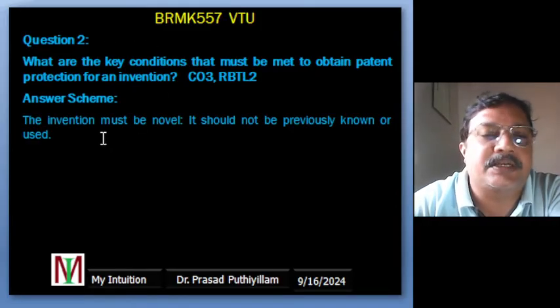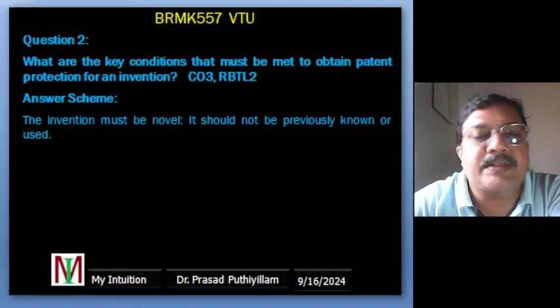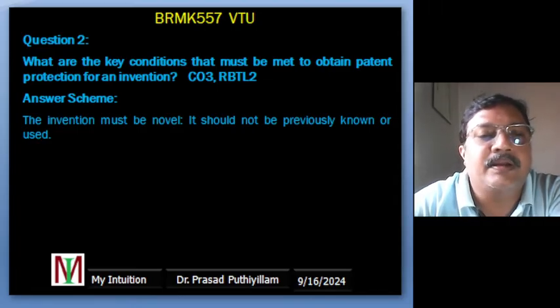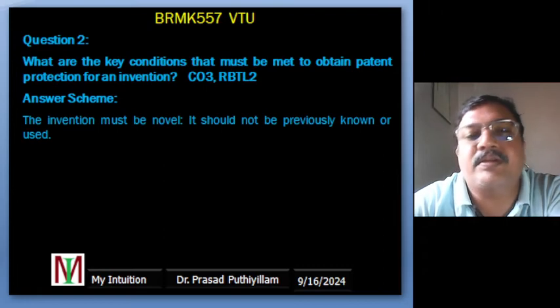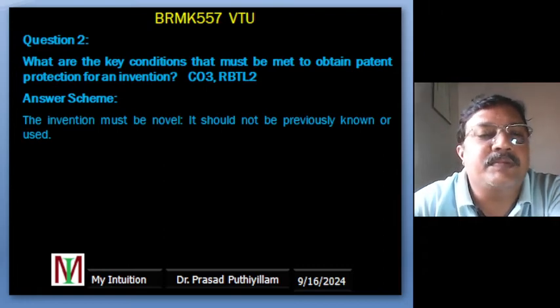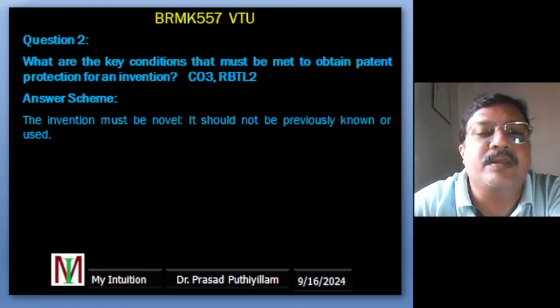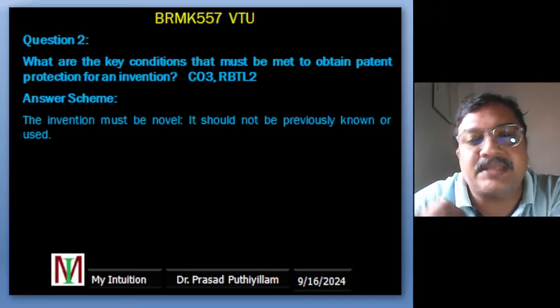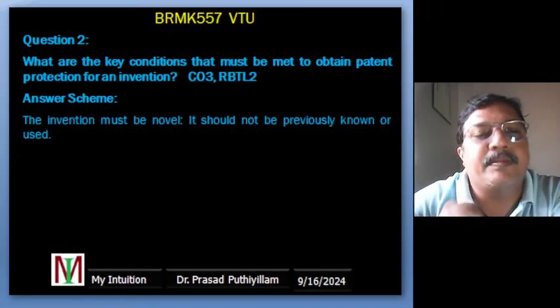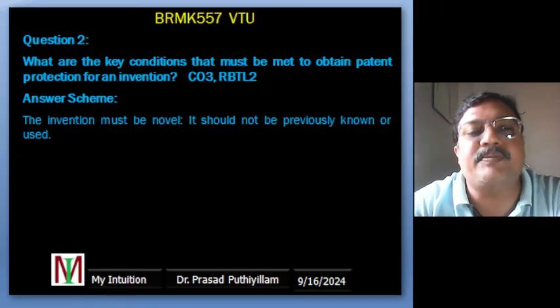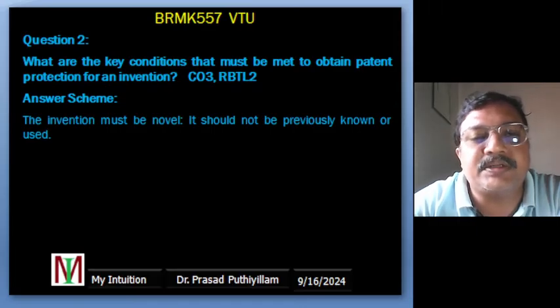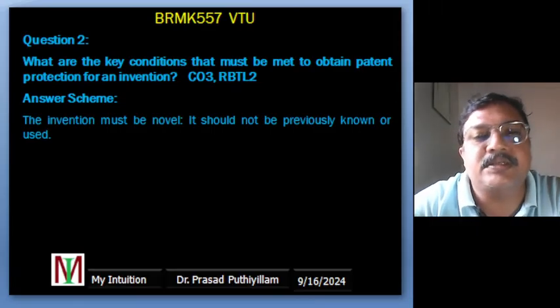Answer scheme starts. The invention must be novel. It should not be previously known or used. Means for something to be called an invention, it must be new. So this means no one else should have already made it or used it before. If it has been shown or used by someone else, it cannot be called an invention.